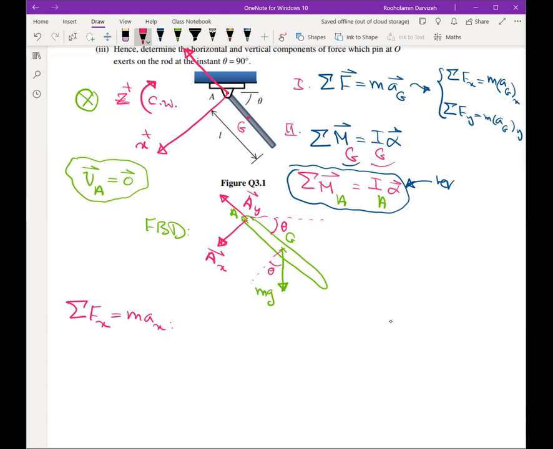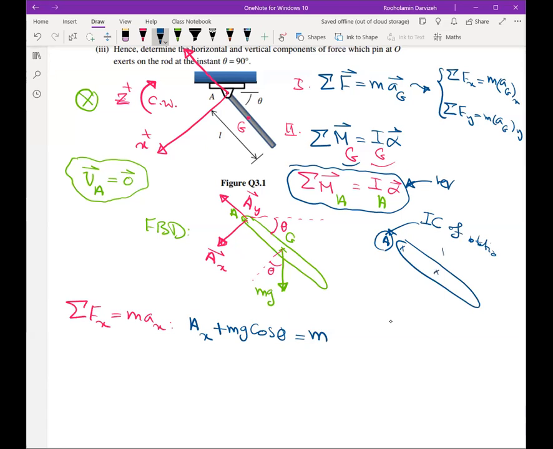The component of the hinge force A in the x direction: I have Ax positive, and I have mg cosine theta, so yes. This equals M times my acceleration. Can you tell me what my acceleration is? Do you remember from circular motion? This is the instantaneous center of rotation, and the acceleration is tangential, so it equals alpha R.